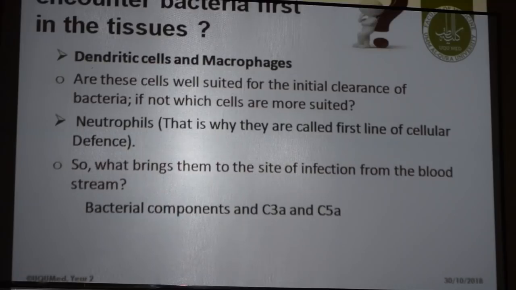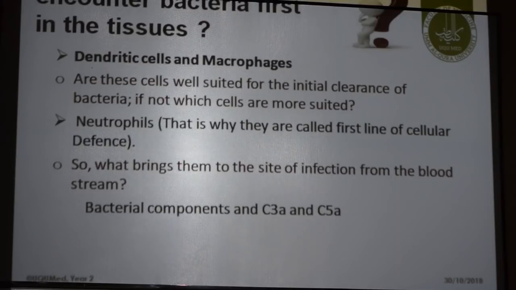Now, which immune cells encounter bacteria first in the tissue? Some of the students said, and the majority know, that it's the macrophages, because macrophages live in the tissue. They are not present in the blood. Some of you said neutrophils. Neutrophils are most of the time in the blood, and they just come to the tissues when they are recruited, when they are called. So first macrophages. What about dendritic cells? Yes, so it's the dendritic cells and the macrophages.